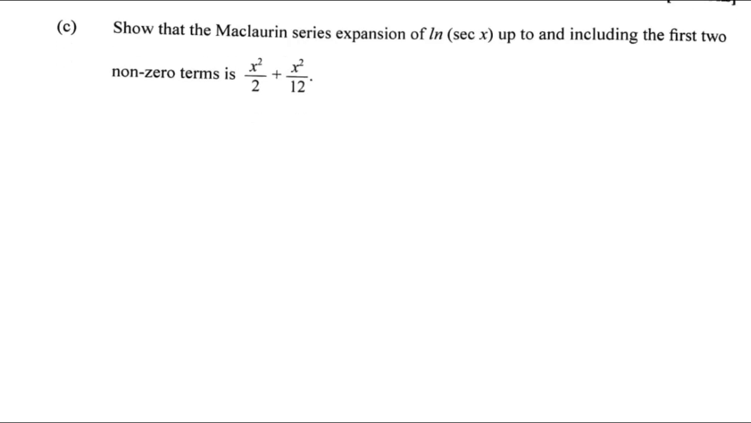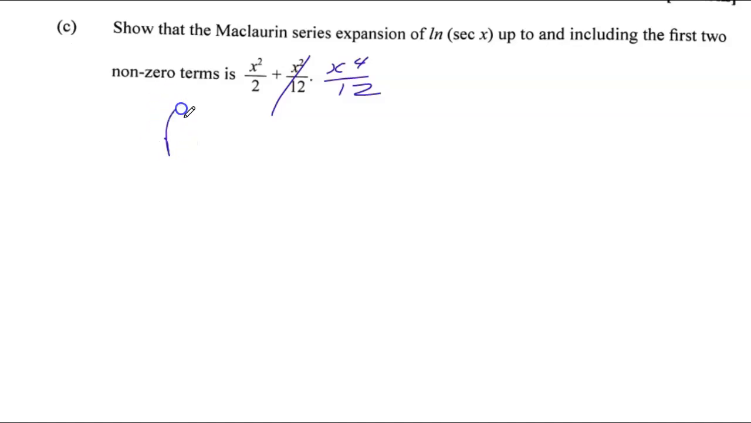Part C. Show that the Maclaurin series expansion of log sec x up to and including its first 2 non-zero terms is x squared over 2 plus... Well, I mean, the 2 separate terms won't have x squared, so I guess this should be x to the 4th power over 12.